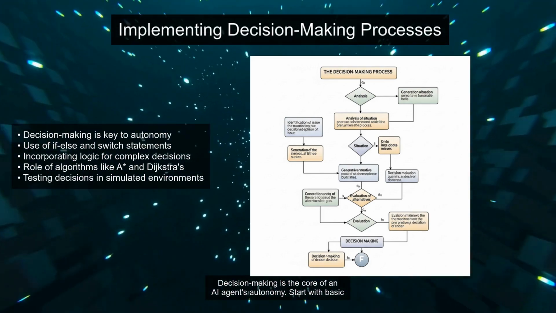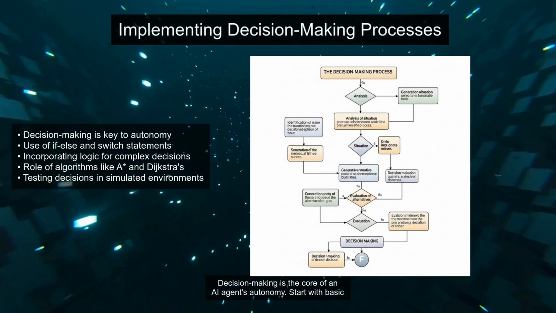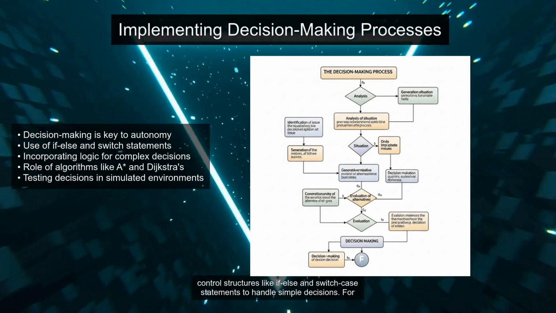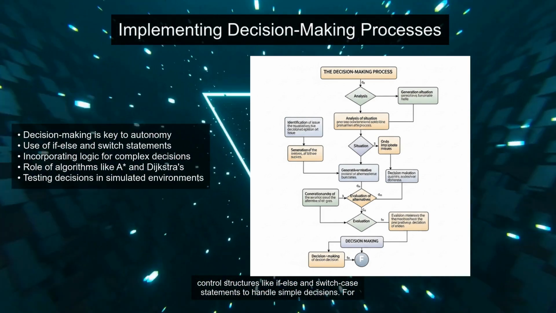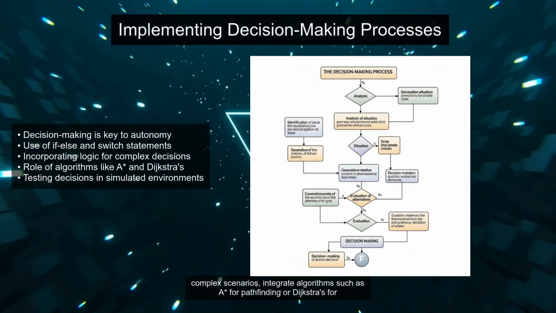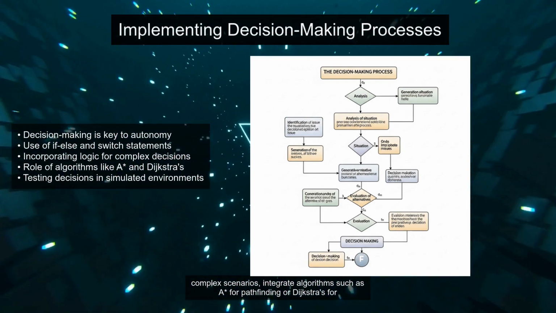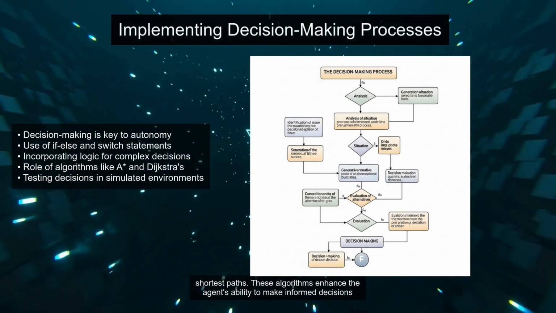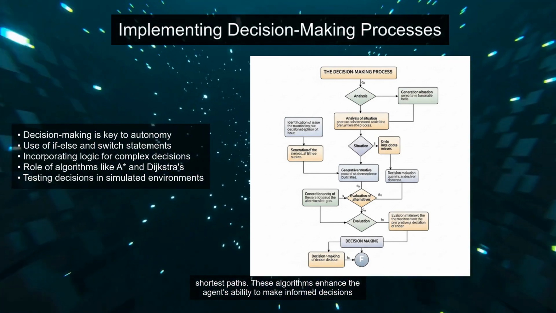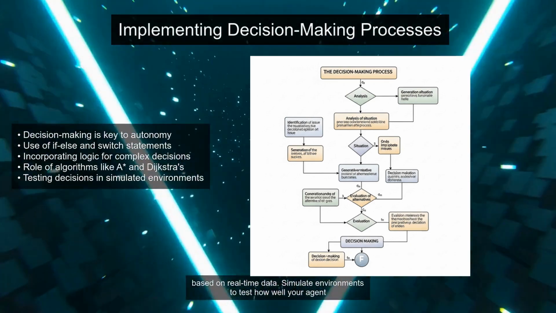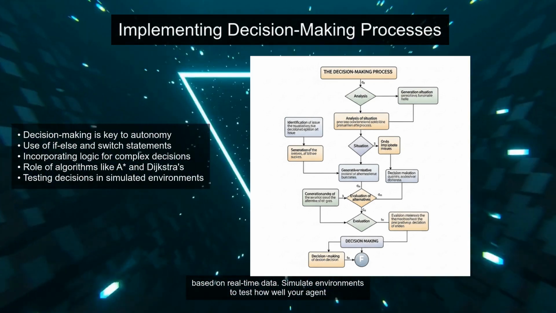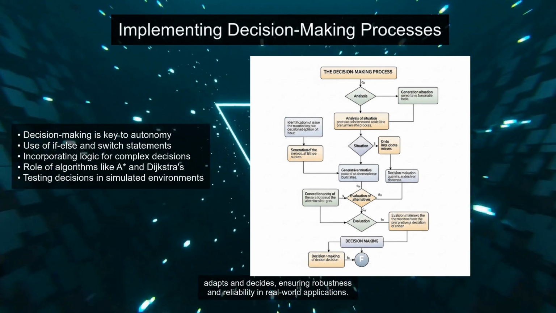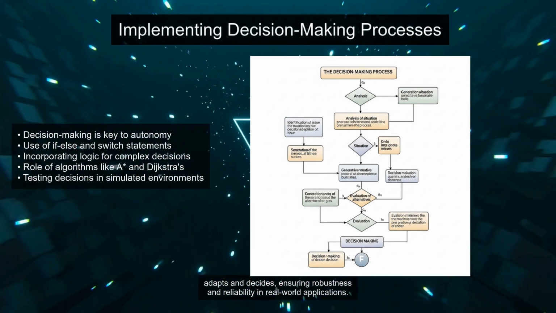Decision-making is the core of an AI agent's autonomy. Start with basic control structures like if-else and switch case statements to handle simple decisions. For complex scenarios, integrate algorithms such as A* for pathfinding or Dijkstra's for shortest paths. These algorithms enhance the agent's ability to make informed decisions based on real-time data. Simulate environments to test how well your agent adapts and decides, ensuring robustness and reliability in real-world applications.